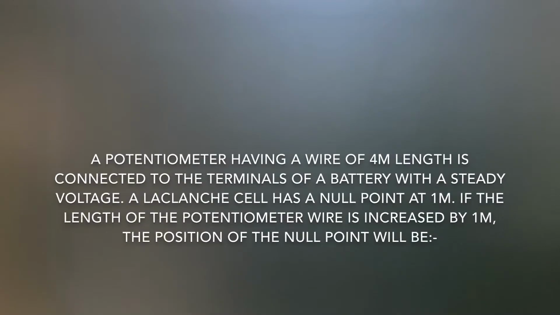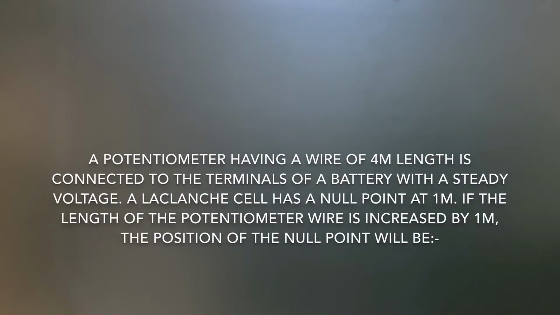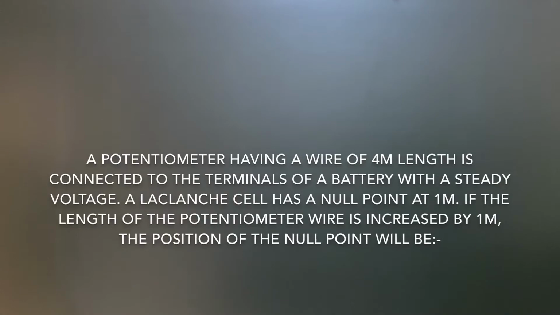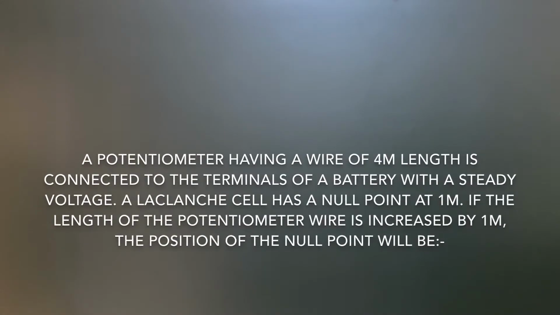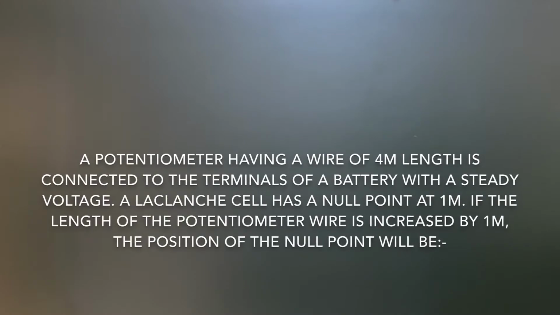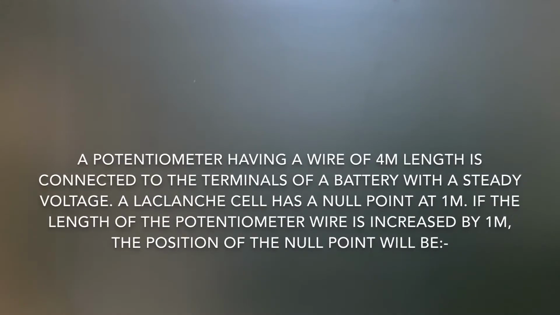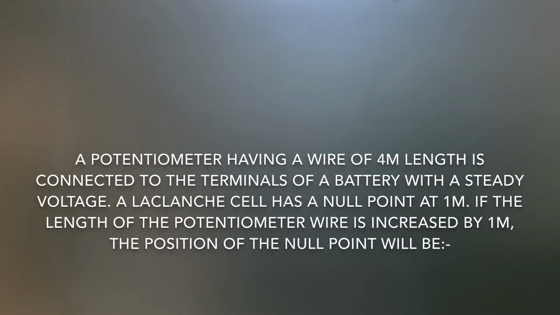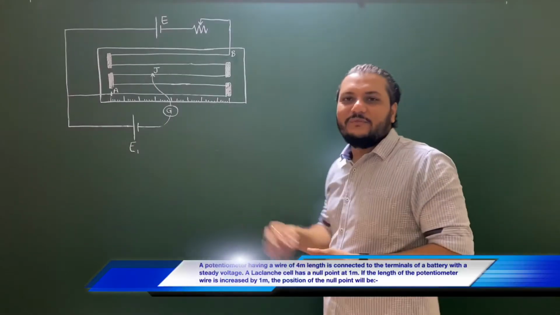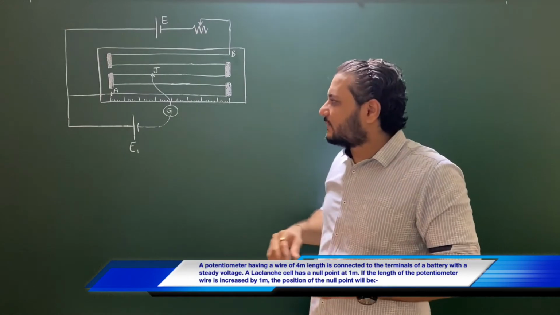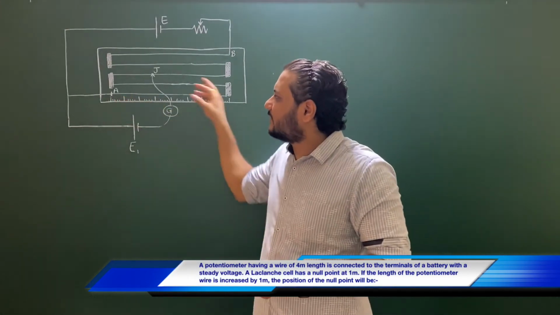A potentiometer having a wire of 4 meter length is connected to the terminals of a battery with a steady voltage. In the secondary circuit, the Leclanché cell has a null point at 1 meter. If the length of the potentiometer wire is increased by 1 meter, then the position of the new null point will be.